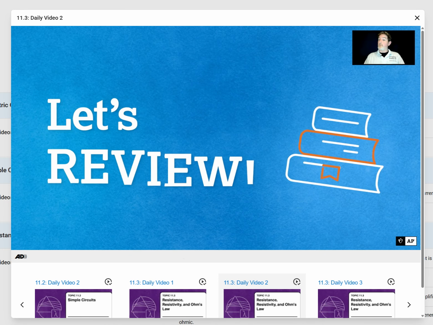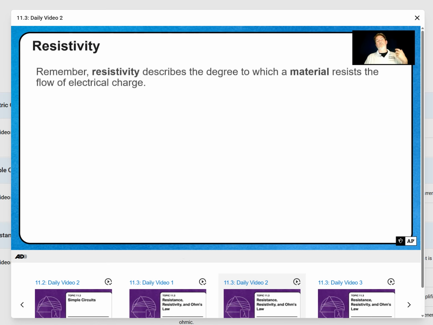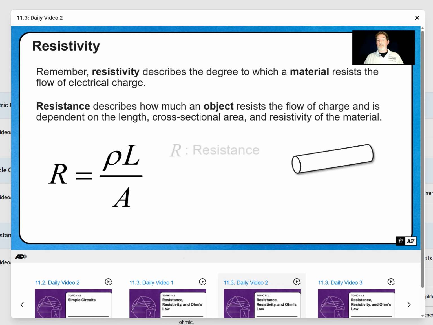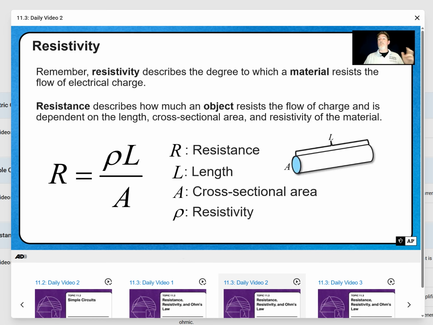First, we're just going to recap what resistivity is, right? Because resistivity describes the degree to which a material resists the flow of electrical charge. It is a constant that is characteristic of a given material. It can be shown mathematically with the formula resistance equals resistivity, rho, times the length of the material, L, over area. And if we look at the different parts of a material, we have resistance, we have length, we have a cross-sectional area, and then the resistivity, which again is a constant value for a given material.